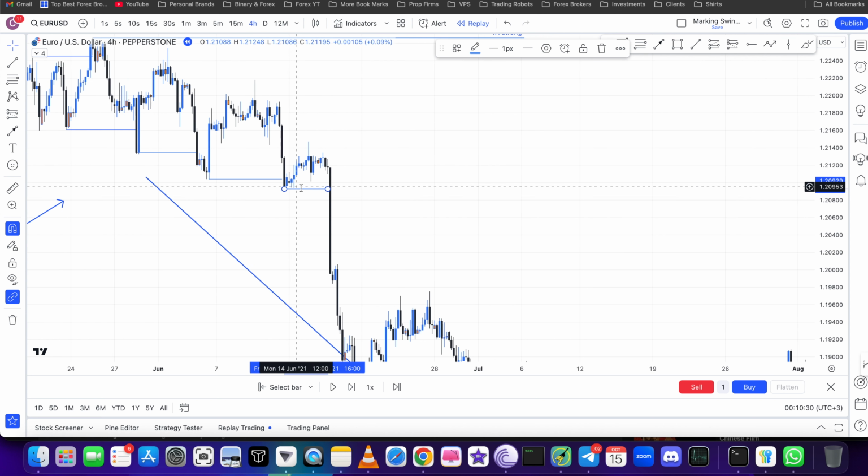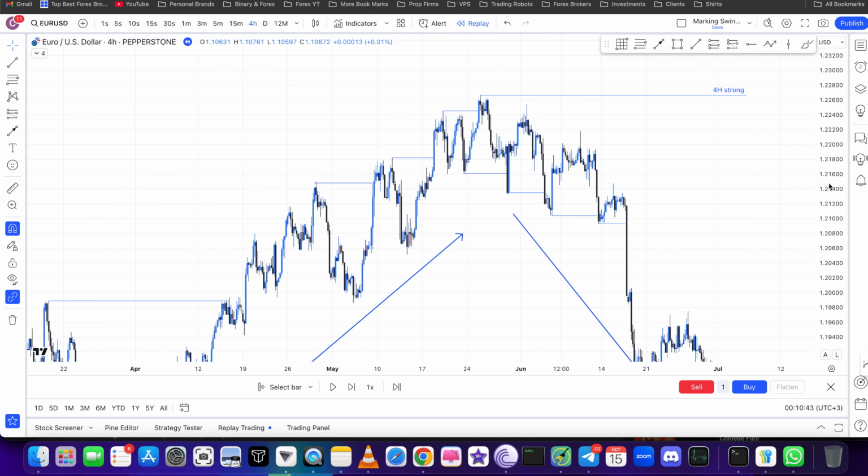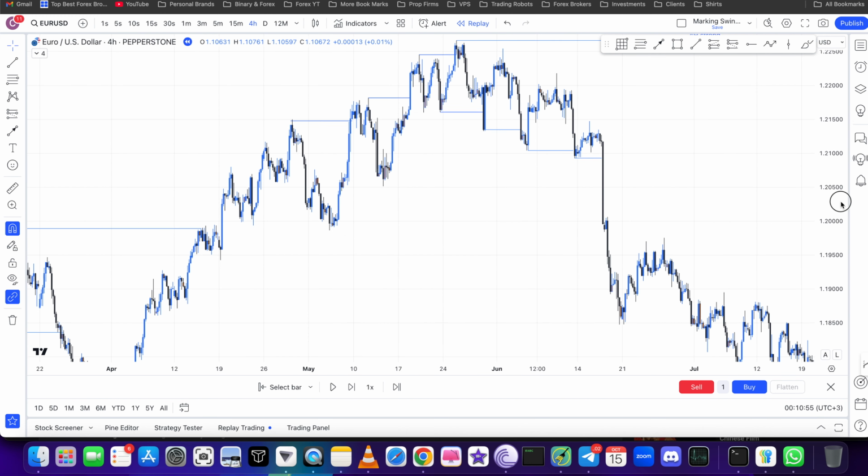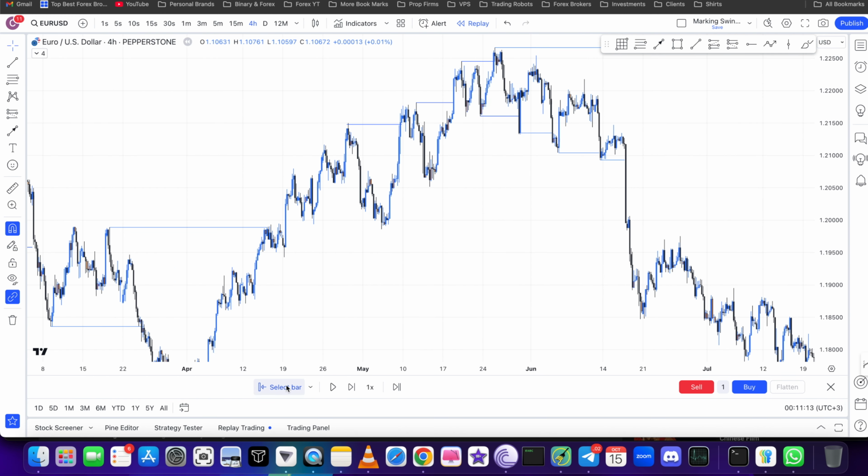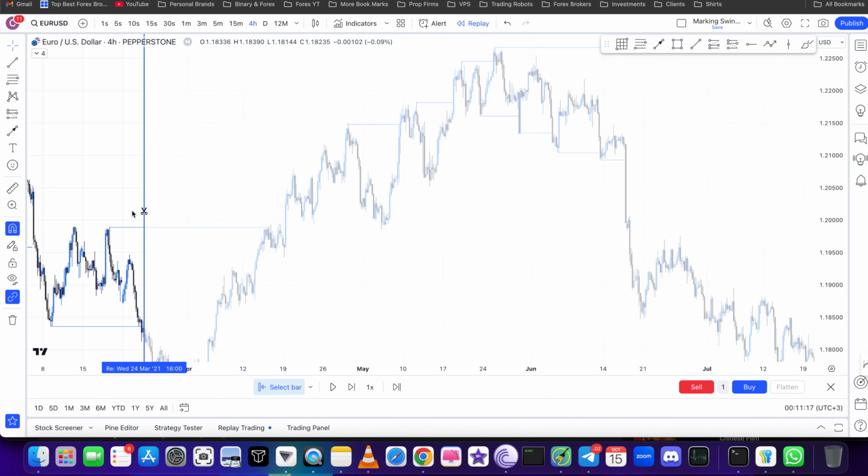This is now our 4-hour breakout structure. This is now our high, our strong high. After getting that 4-hour strong high, now we find out our moves. Let me just select a bar replay to, let's say here.